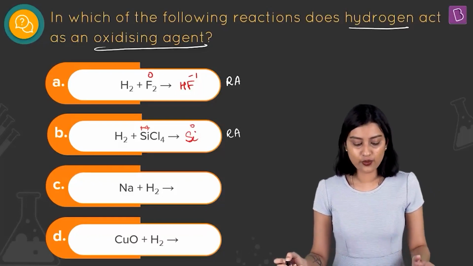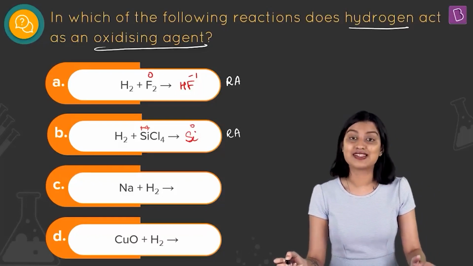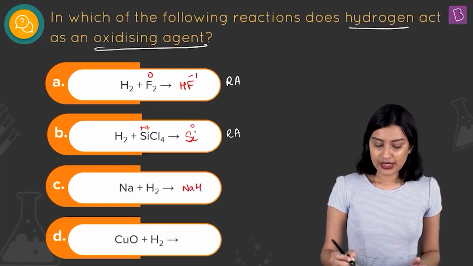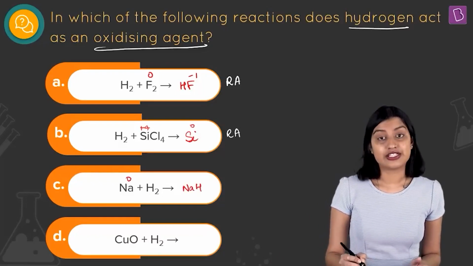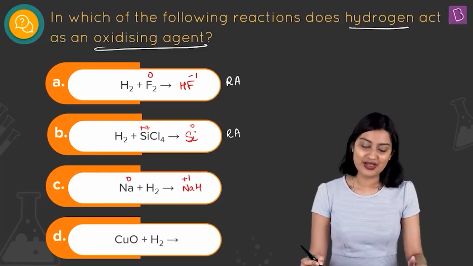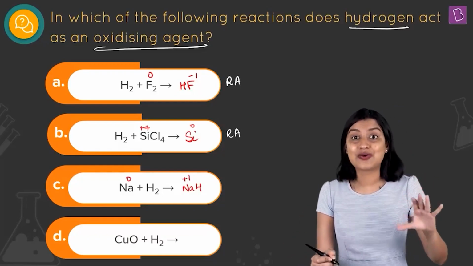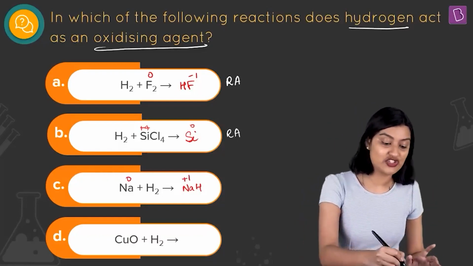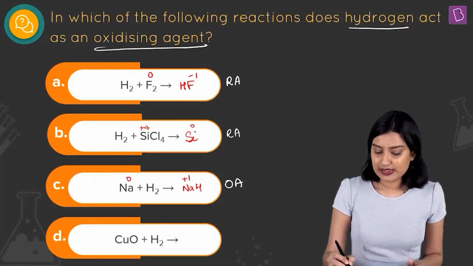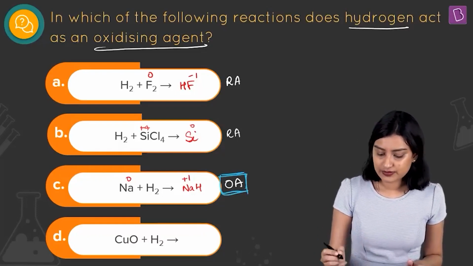Okay, then we have option C, sodium plus H2. This will give you sodium hydride. So here you have sodium in the oxidation state of 0 before the reaction. After the reaction, it is in the state of +1. So what can we see? We can see that sodium underwent oxidation and this change is brought about by hydrogen. So here it is acting as an oxidizing agent.